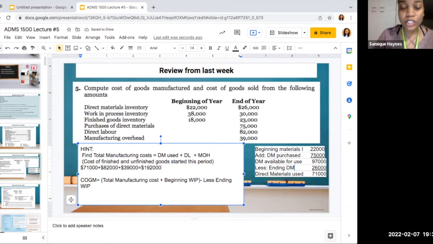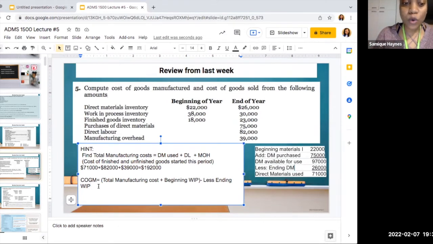So $192,000 includes the cost of finished and unfinished goods started this period. The total cost of the finished and unfinished goods, right? So this total manufacturing cost not only includes the cost of the goods we finished, but it also includes the cost of goods that are not finished as yet. But the cost of goods manufactured is only interested in the cost of goods that are finished.